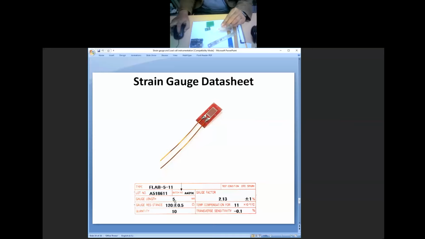So as you can see, the gauge length is 5 mm. It means between this point and this point, this length is 5 mm. Gauge resistance is 120 plus minus 0.5 ohm, R0, original resistance. What is the gauge factor? 2.13 for this particular model.